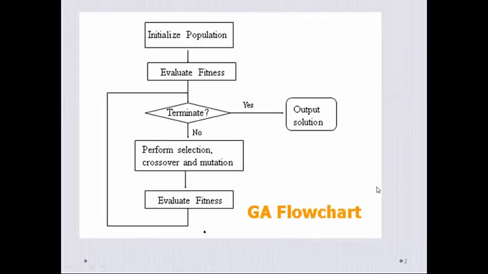All of us know the genetic algorithm. We call it a basic kind of algorithm, and the genetic algorithm's flow chart is shown on the screen right now. It is available everywhere. The procedure is: initialize the population, evaluate fitness, check the termination criteria, then perform selection, crossover, and mutation, and evaluate fitness again. This cycle is repeated until the termination criteria are met, and then we reach the output solution.